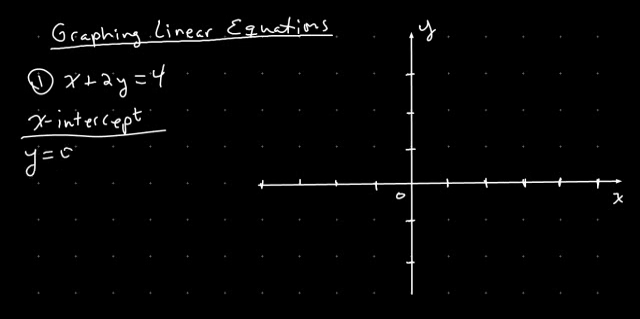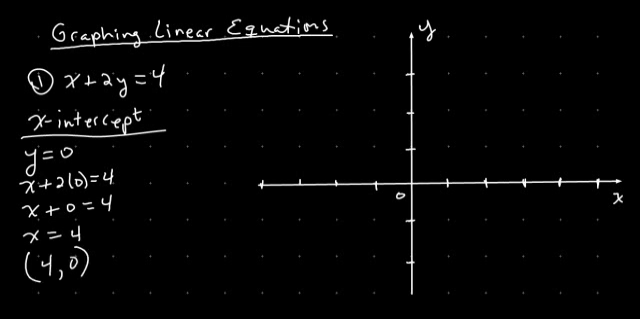So if I let y be 0, I get x plus 2 times 0 equals 4. And I get that x, 2 times 0 is 0, equals 4. I get that x equals 4. And I know my y value is 0, so I have the ordered pair 4, 0. So I go over 1, 2, 3, 4, and up 0, and I plot a point. There's 4, 0.